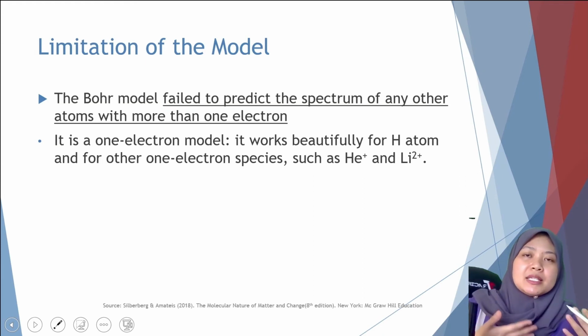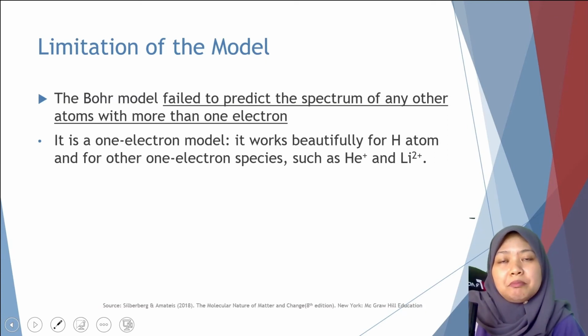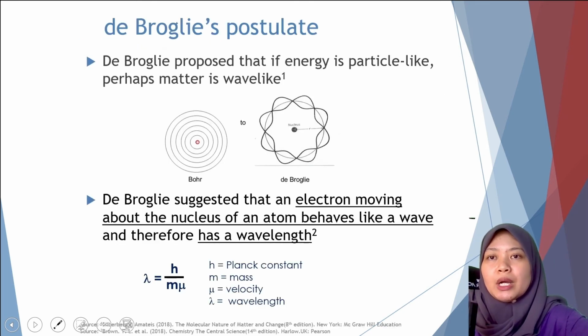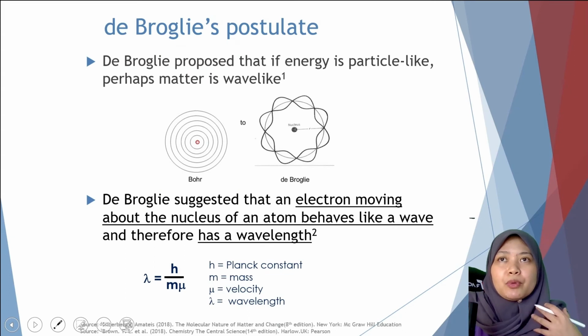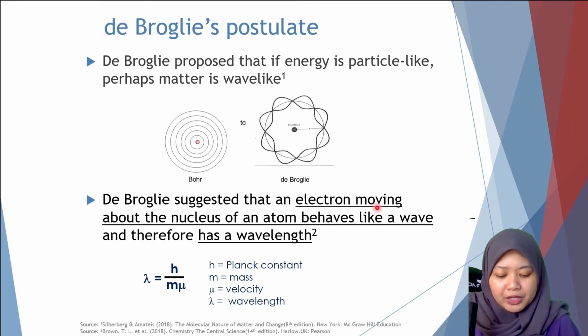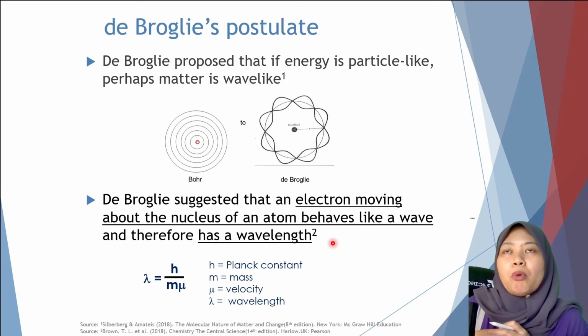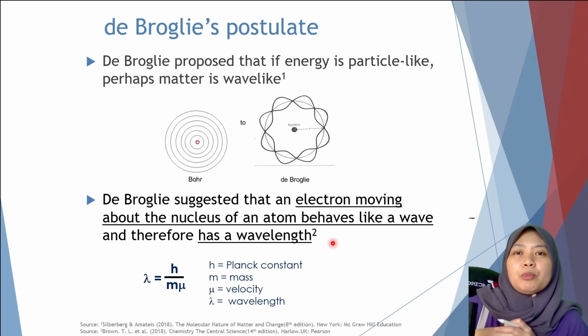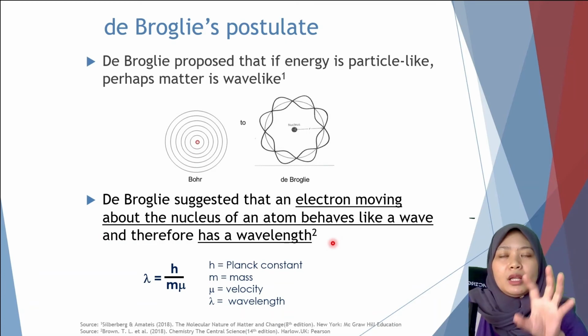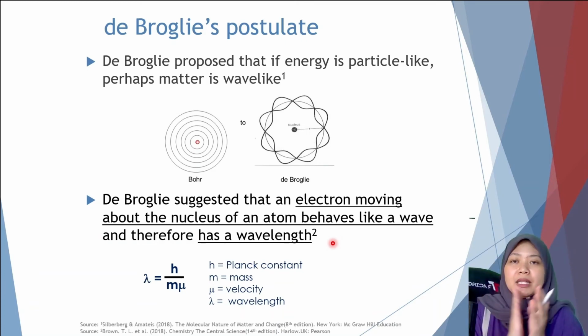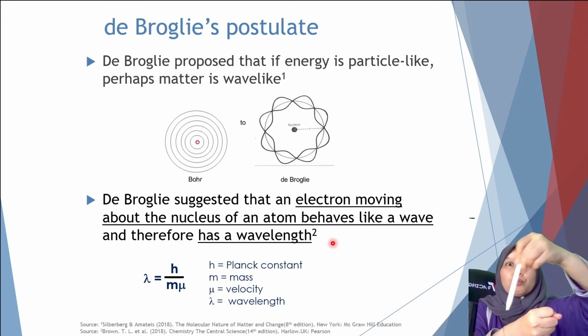After Bohr, there were many scientists who continued doing research about the atom and came out with a few findings. An example of a scientist after that is de Broglie. De Broglie did research and came out with the de Broglie postulate, where an electron moving about the nucleus of an atom behaves like a wave and therefore has a wavelength. De Broglie's postulate is related to Bohr's first postulate. Bohr's first postulate says the electron goes around the nucleus. From that postulate, de Broglie did his research. Actually, the electron does not move in a circle.